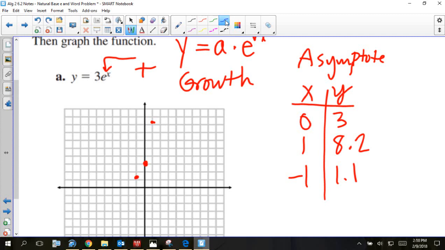That's all right. What'd you say? Y equals 0. Perfect. So I'll graph at y equals 0, my asymptote. And then when I connect my graph, I know that's the asymptote, so I'm not going to go past it. I'm just going to get closer and closer and closer to it, but I'm not going to go through it.